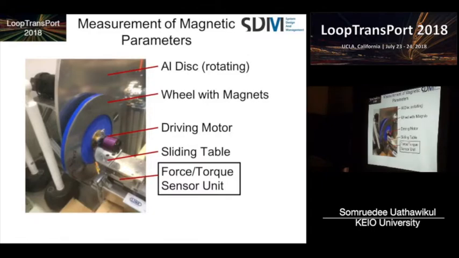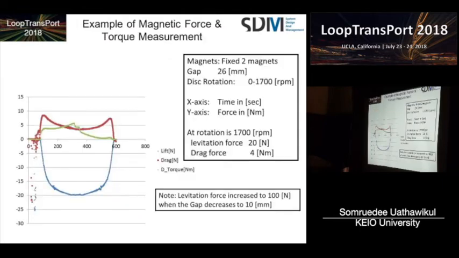And this is our experiment in our lab. We have a big aluminum disc, as you see in the picture, and we attach the rails with the magnet and the driving motor. Then we have a table to adjust the distance between the magnet and the aluminum wheel, and we have the force torque sensor unit to measure. And this is an example of magnetic force torque measurements.